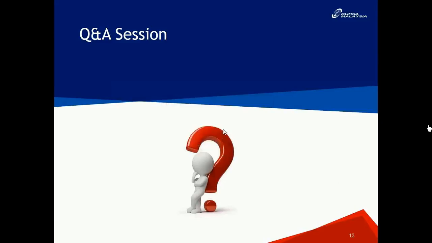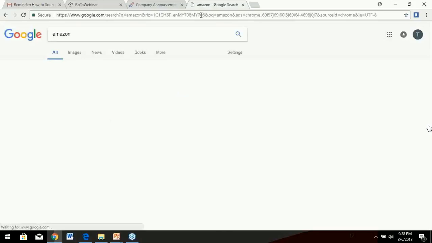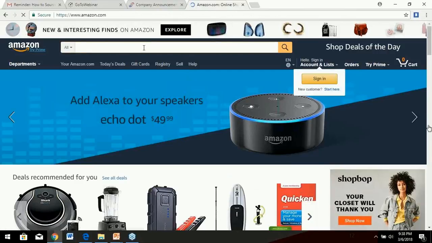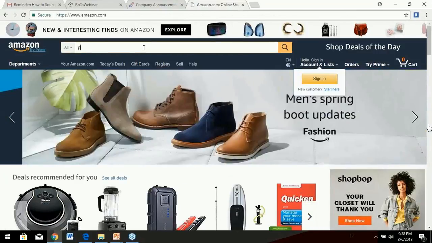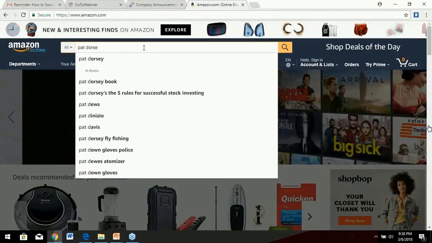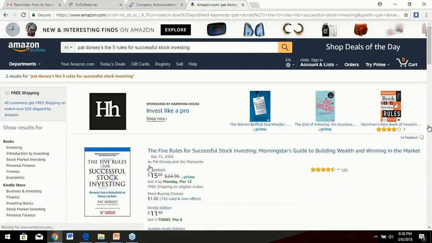In that case, let's go Amazon. Let's go and do a bit of shopping. Should I go Pat Dorsey? This is the book. Okay, I got the book cover. So this is the one, The 5 Rules for Successful Stock Investing. If you're looking at American books, this is one that I highly recommend.